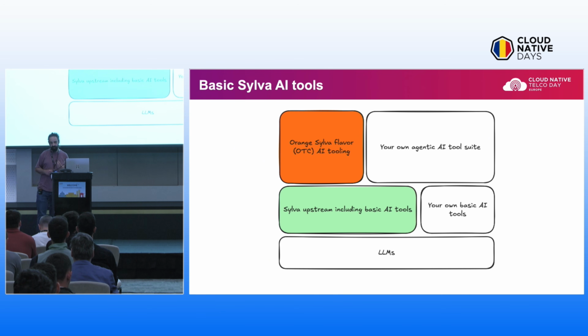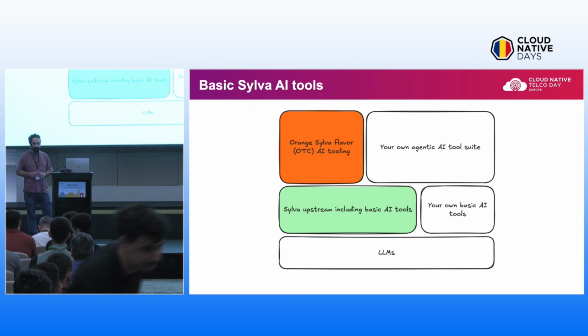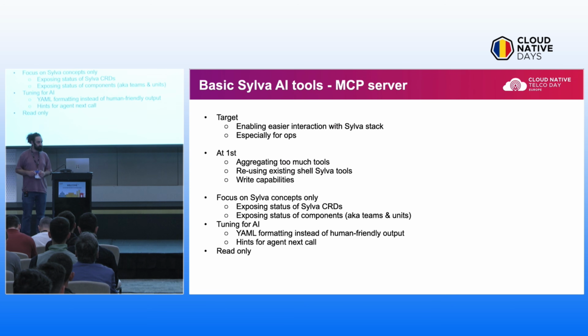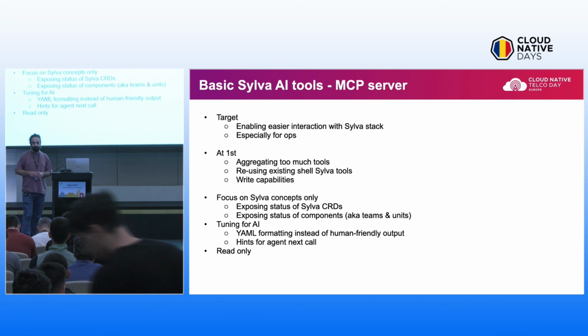So we've started creating a few basic AI tools. Let's say you have your own Sylva deployment, you have maybe your own set of AI tools that you're already using, and you would also have some AI tooling around the Sylva downstream product inside Orange, which is proprietary for now at least. The idea is still to be able to come with your own tools on top of it, being an open source project at its core, and be able to manage all of this, regardless of whatever we provide or not.